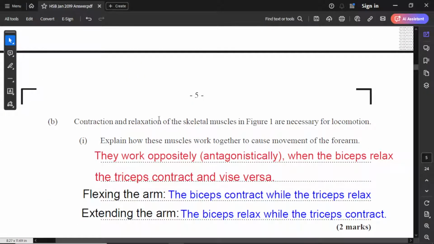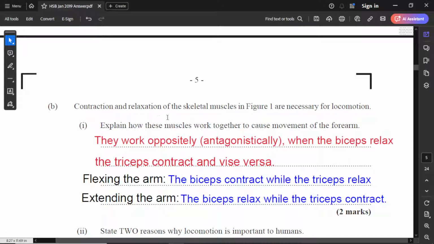The contraction and relaxation of the skeletal muscles in figure 1 are necessary for locomotion, which is movement. It's to explain how these muscles work together to cause movement of the forearm. To make a note, they work oppositely, which is also called antagonistically: when the biceps relax, the triceps will contract, and vice versa.